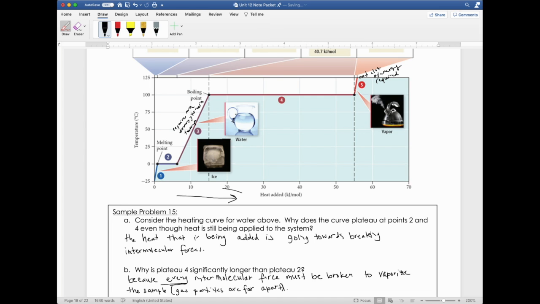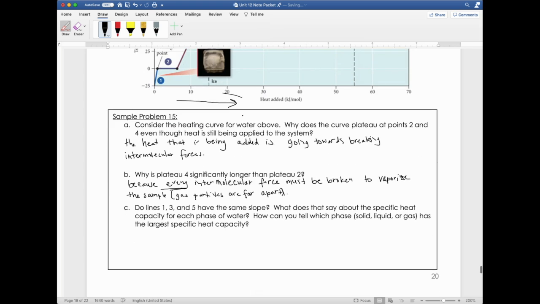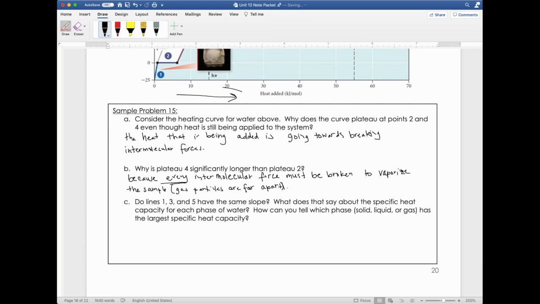So liquid water must have the highest specific heat capacity because it requires the most energy to raise the temperature of that. Whereas gaseous water or water vapor has the lowest specific heat capacity. It does not require that much energy to raise the temperature of gaseous water. So do lines 1, 3, and 5 have the same slope? No. What does that say about the specific heat capacity for each phase of matter? Of course that means that they're different. So I'll put a little arrow here. So they are different.